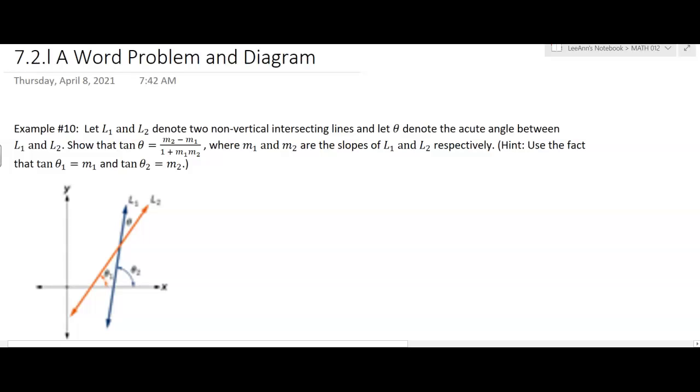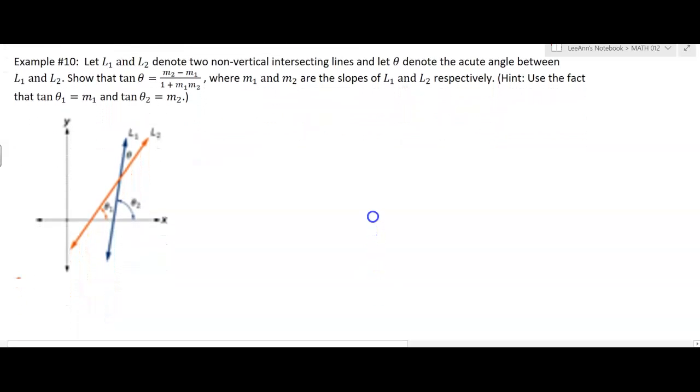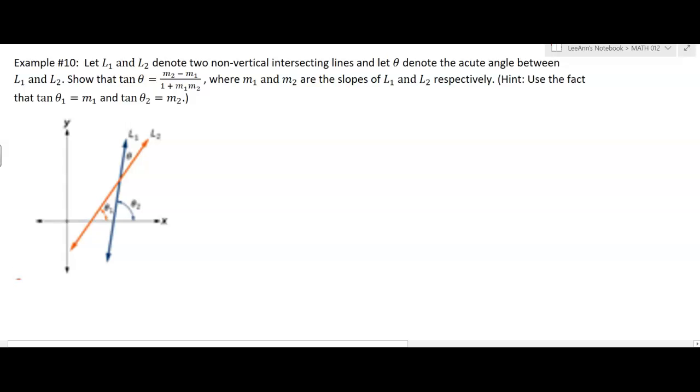Okay, so it's a word problem and diagram. Lots of word problems have diagrams, but I mention it because it might be a little hard to read this diagram, not just because it's blurry, but just in understanding what they're doing. They explain it, but it still might be tricky.